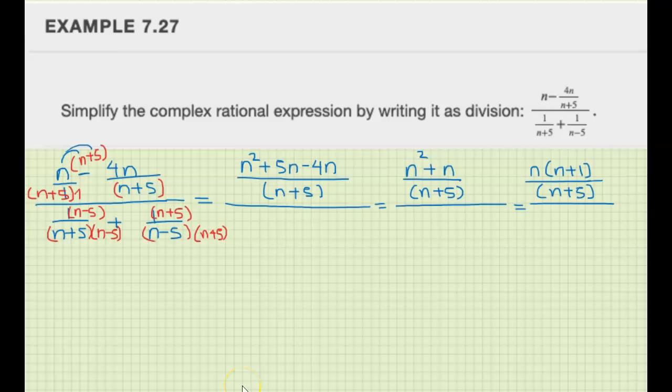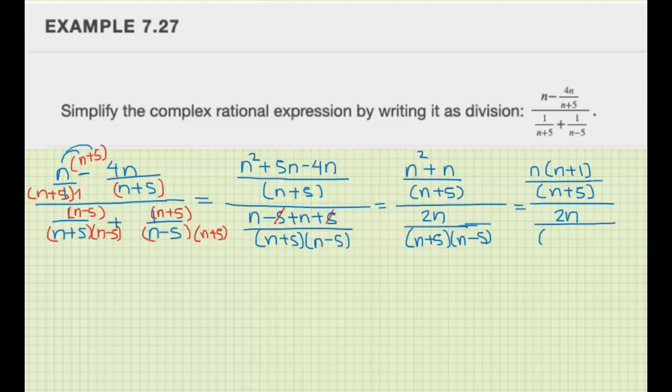Alright, let's make one big fraction. The denominator is n plus 5 and n minus 5. On the top we have n minus 5 plus n plus 5. Alright, let's simplify this. So minus 5 and plus 5 cancel out. We get 2n over n plus 5 and n minus 5. Right. Nothing more to be done there, so we're just going to write it to complete the fraction.